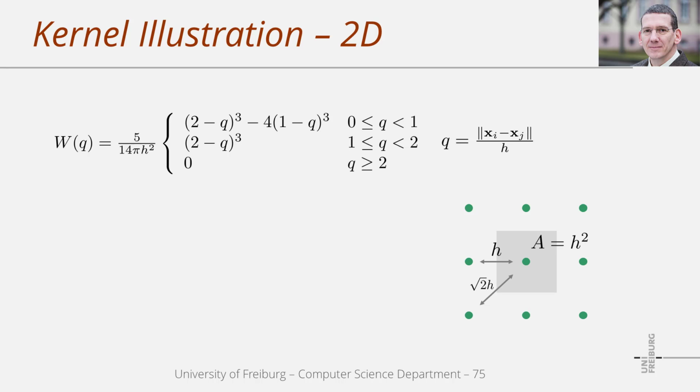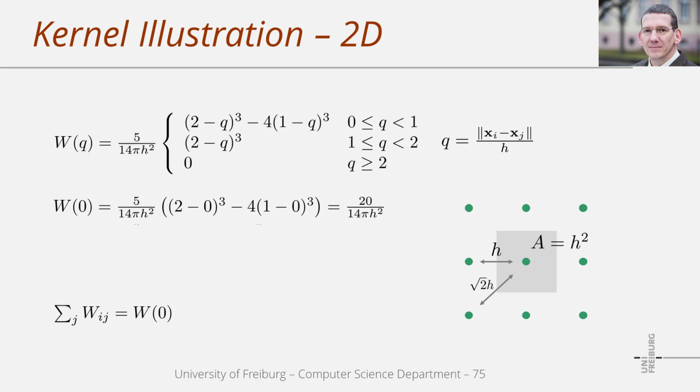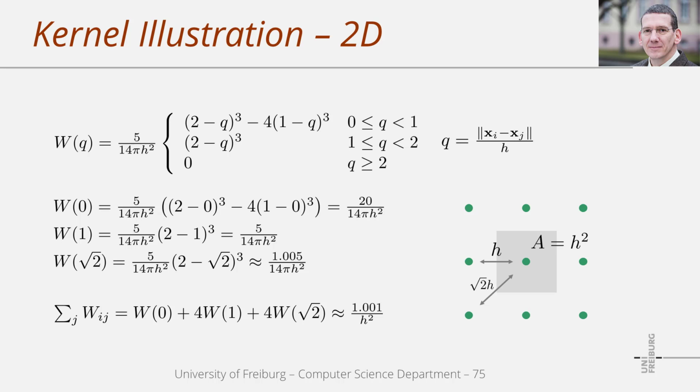Here we have the discussion of the same property in 2D. We see the definition of the 2D cubic spline, and we see perfectly distributed 2D samples, where each sample represents an area of h squared. Again, we would like to compute the kernel sum over all neighbors of the sample in the middle. In the SPH sum, we have one sample with a distance of 0, we have 4 samples at a distance of h, and we have 4 samples at a distance of h times the square root of 2. In terms of the kernel parameter q, these distances correspond to 0, 1, and square root of 2, and we see the respective kernel values.